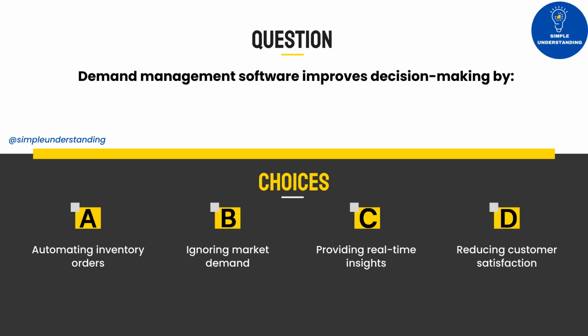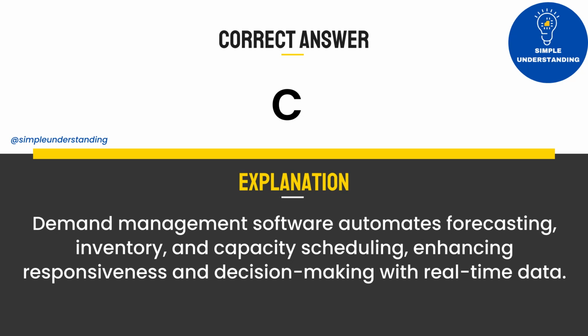9. Demand management software improves decision-making by: A. Automating inventory orders. B. Ignoring market demand. C. Providing real-time insights. D. Reducing customer satisfaction. Answer C. Explanation: Demand management software automates forecasting, inventory, and capacity scheduling, enhancing responsiveness and decision-making with real-time data.